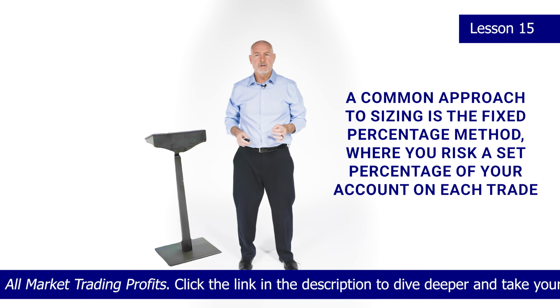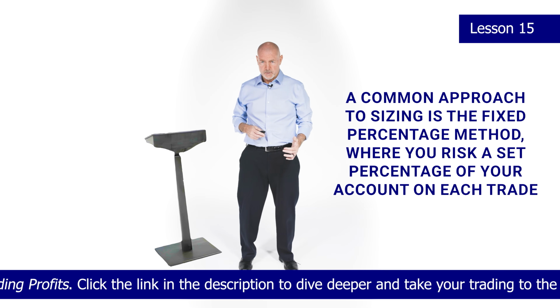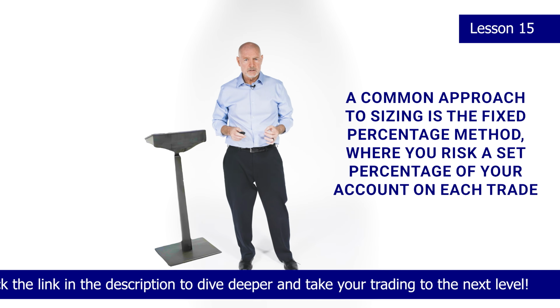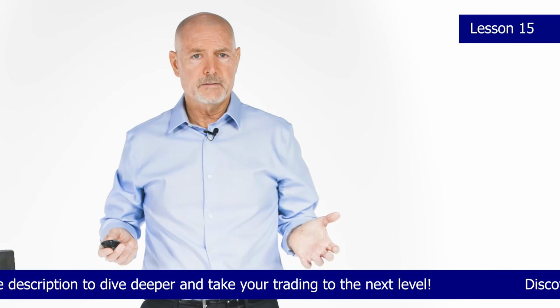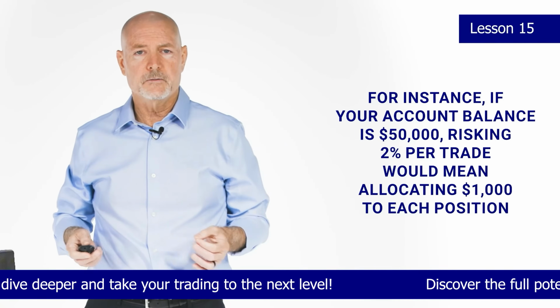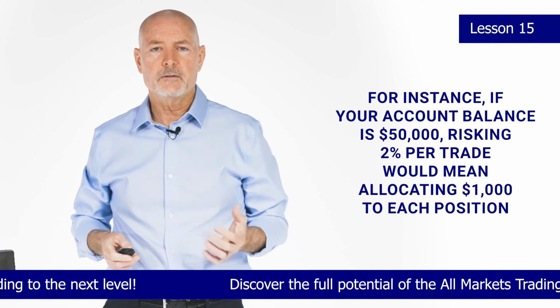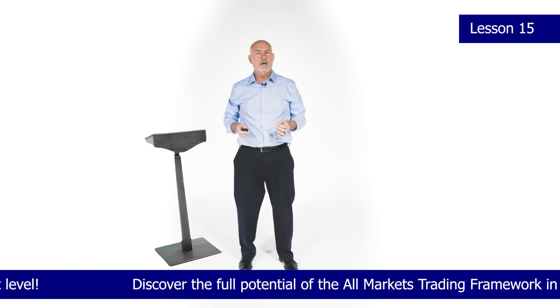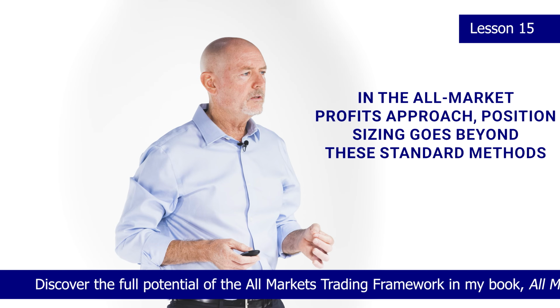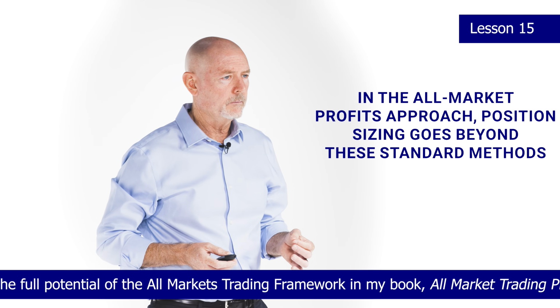A common approach to sizing is the fixed percentage method, where you risk a set percentage of your account on each trade. For instance, if your account balance is $50,000, risking 2% per trade would mean allocating about $1,000 to each position. In the All Market Profits approach, position sizing goes beyond these standard methods.